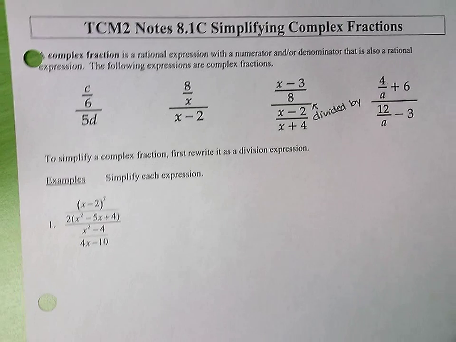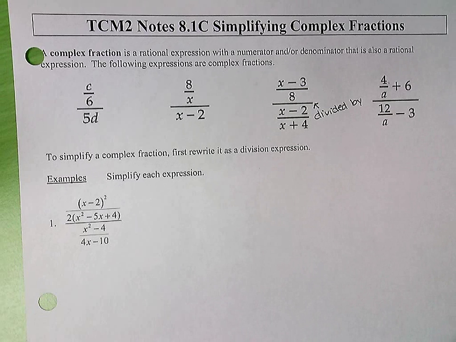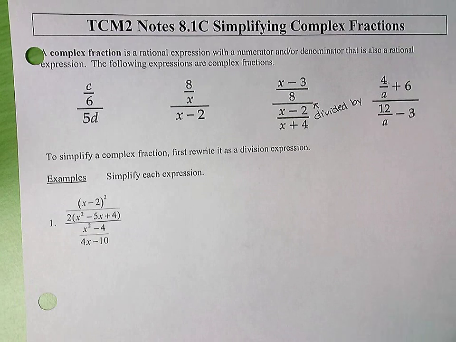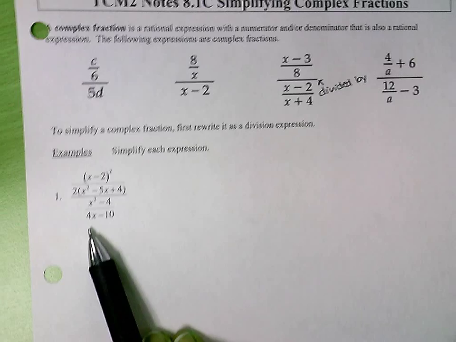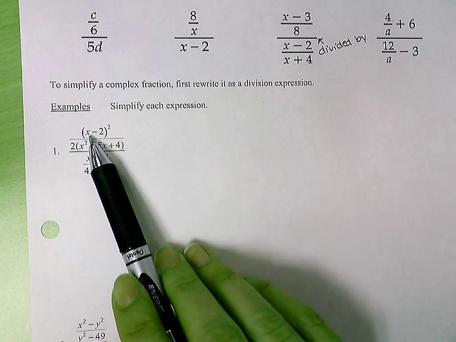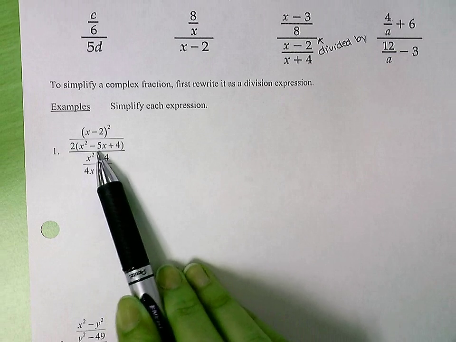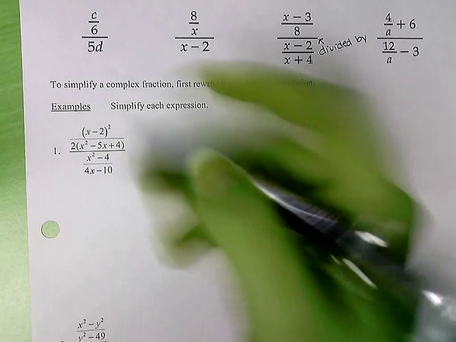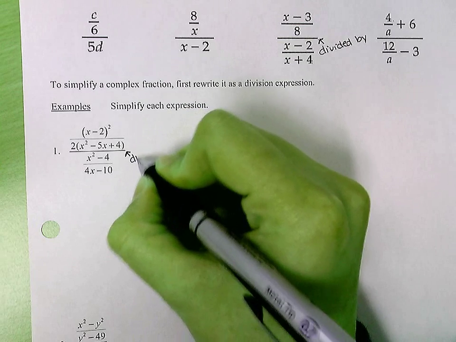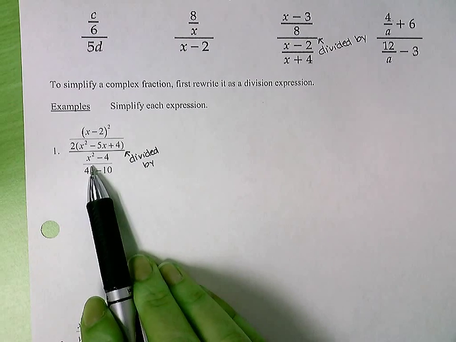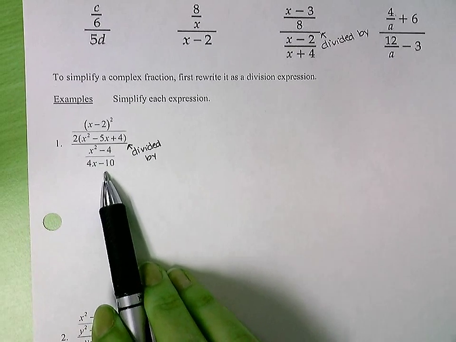To simplify a complex fraction, you want to rewrite it as a division expression first. That's why I pointed out that this fraction bar means divided by. So in our first example here, I have x minus 2 squared over 2 times the quantity x squared minus 5x plus 4. That fraction there is divided by x squared minus 4 over 4x minus 10.